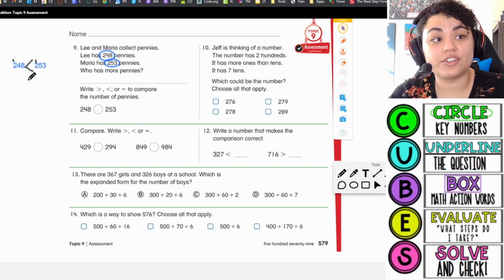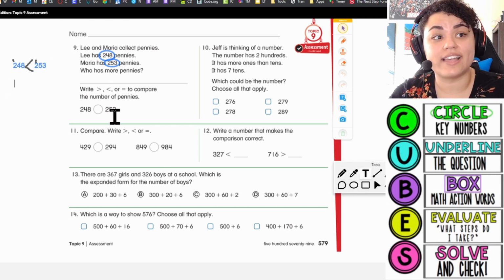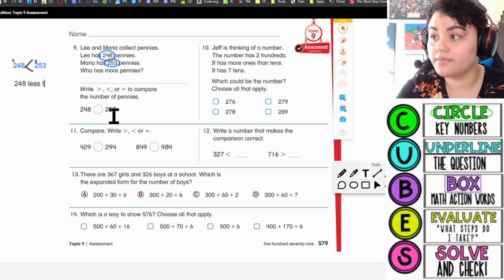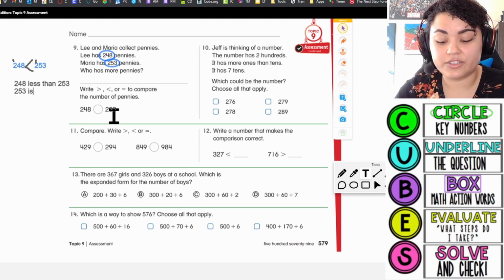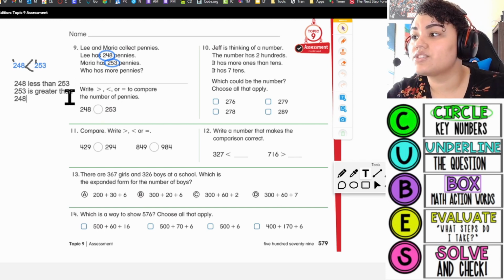The alligator looks like an L, so our sentence is 248. L is left and L is less, so 248 is less than 253. Or the opposite would be 253 is greater than 248.